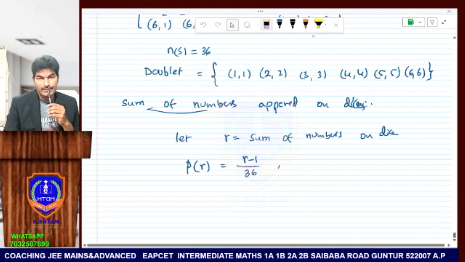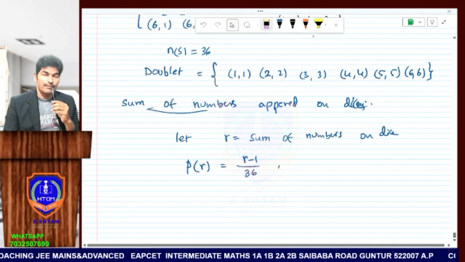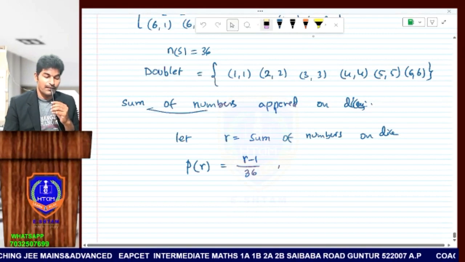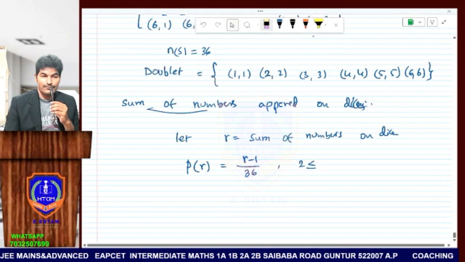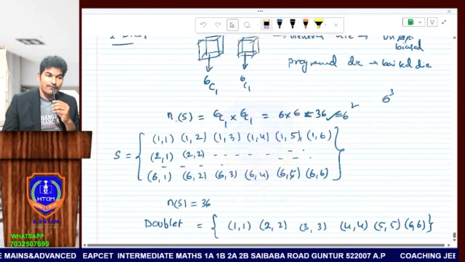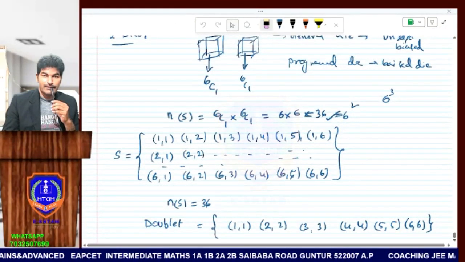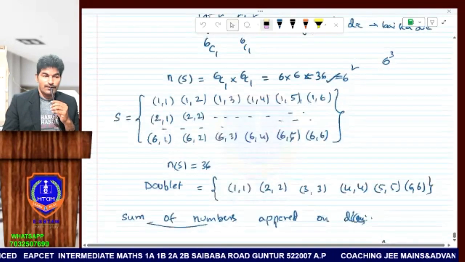What is the minimum sum? Tell me, what is the minimum sum on dice? 2. 2 is the minimum sum. Why 2? Look at the events. 1 1 means the first die will show 1 and the second die also shows 1. Then 1 1 gives the minimum numbers shown on the dice.